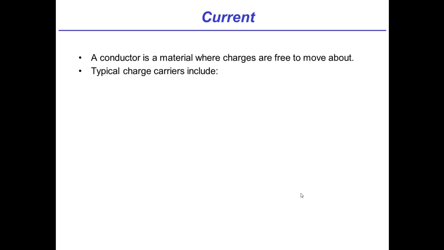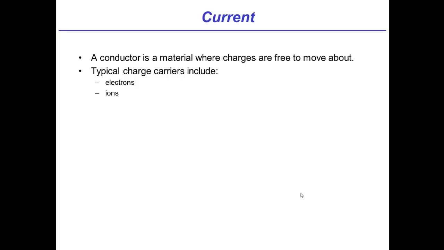Typical charge carriers can include electrons, as we've been discussing, and in a typical metal, any metal you're familiar with, copper or gold, aluminum, there are going to be many, many electrons that are so weakly bound to the original atoms they came in that they essentially can freely move about that wire.